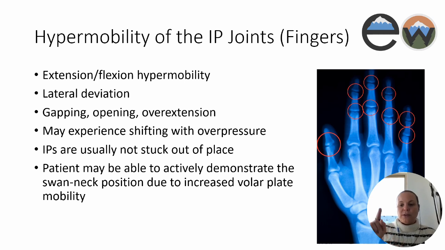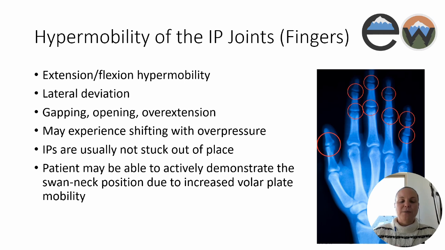So in the picture there, those little red circles are showing you the IP joints, or the interphalangeal joints, of the fingers. Those are the smaller joints. The proximal interphalangeal, PIP, is the lower one of the four fingers. And then your distal interphalangeal joint is the one that's further away from your hand, the little circles on the top of those four fingers. So DIP on the top, PIP in the middle, and then the thumb just has one IP, which we'll talk about in a different lecture.